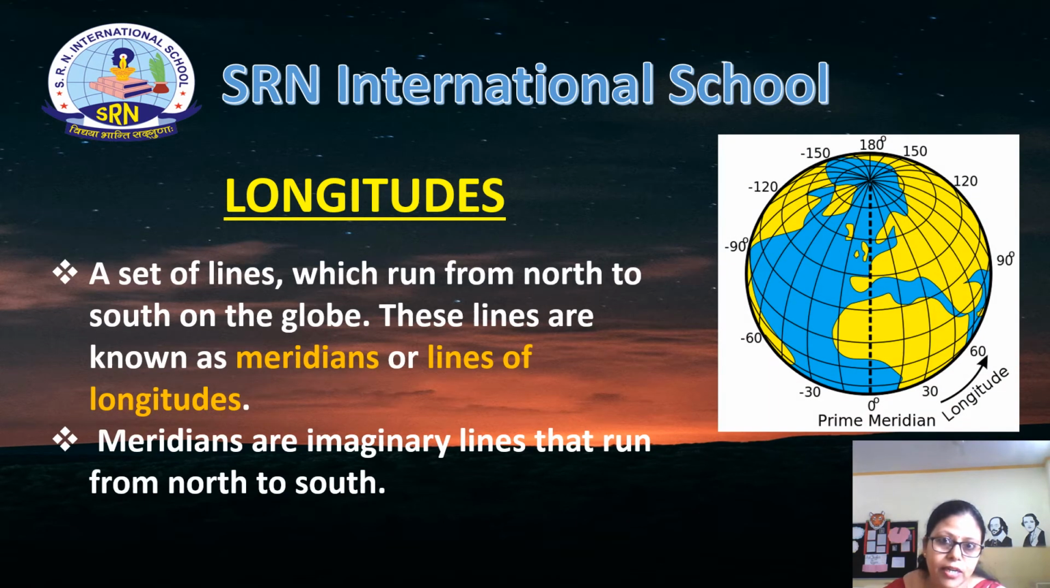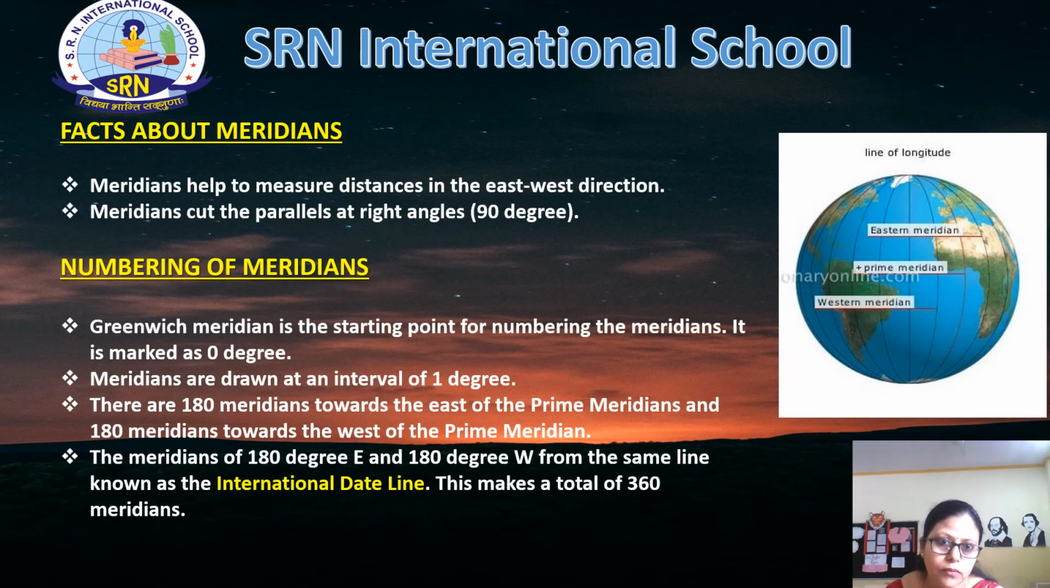Let's understand longitudes now. A set of lines which run from north to south on a globe. These lines are known as meridians or lines of longitudes. Meridians are imaginary lines that run from north to south. Meridians help to measure distances in the east and west direction. Meridians cut the parallels at right angles, 90 degree.